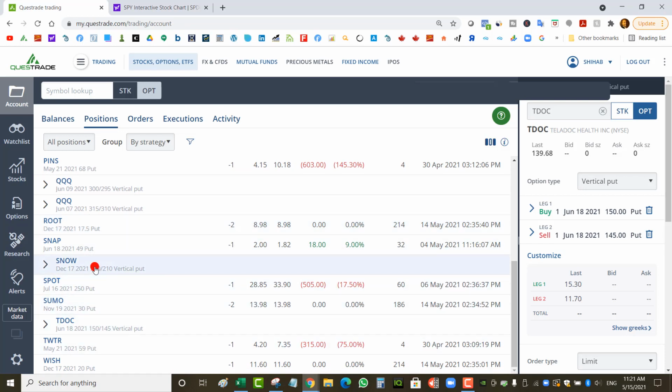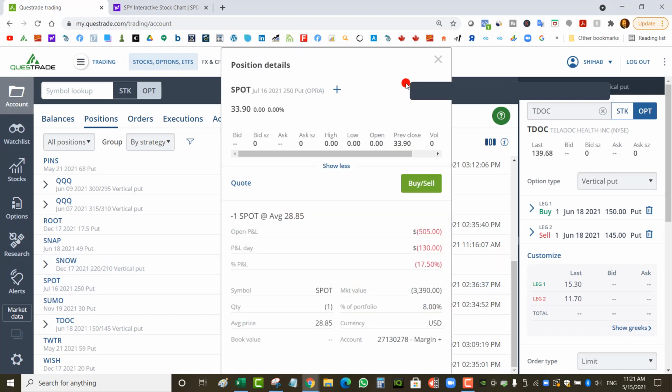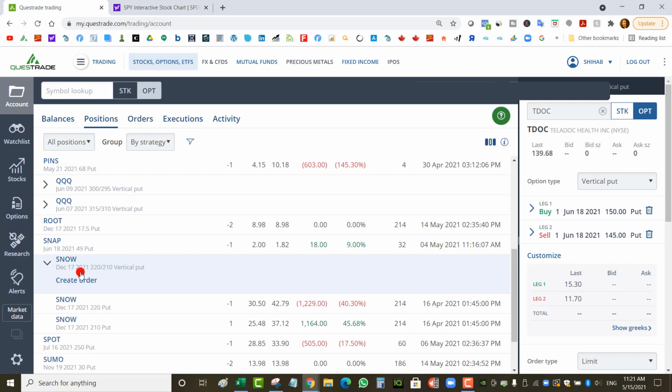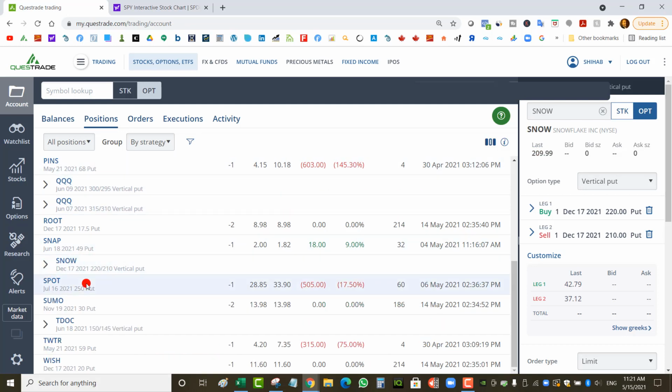Okay, I think I jumped Snow. I jumped Spotify. How could I jump Spotify? So let's go to Snow. Snow was an earnings trade that went bad. I rolled it all the way to December. It was a 5-point wide spread, and I turned it into a 10-point wide spread. December 17, and my short strike is 220. Right now, Snow is at 210. At some point this week it was at 190 though. It's very volatile, but I've got until December, so I'm not going to worry about it right now.